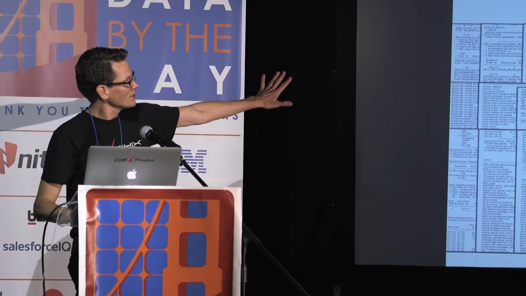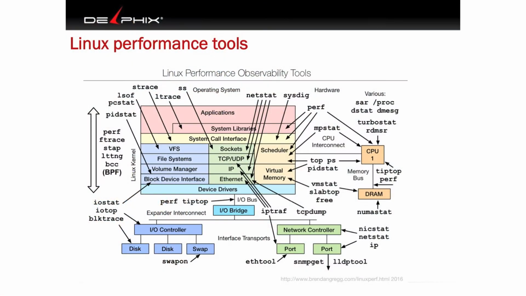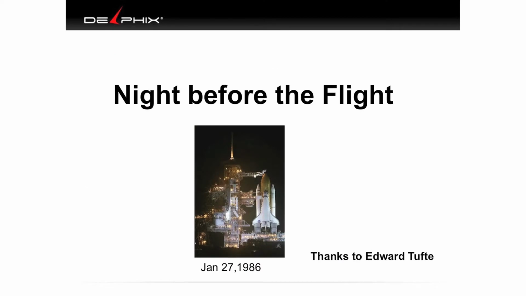So this is an Oracle database, which I think is cool because at least it's shrink-wrapped. This is from Brendan Gregg. These are all the tools you can use to look at performance issues in a Linux OS. The geek in me loves this. The educator in me, this strikes fear in my heart.